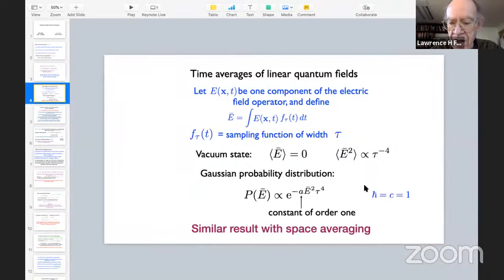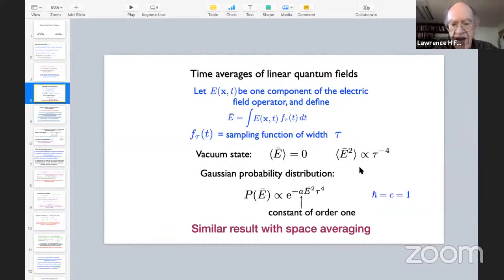And for the most part in this talk, I'll be dealing with units where h bar and c are set equal to 1. So that means that energy densities or squared electric fields have dimensions of length or time to the -4 here. And that means also that E squared times tau to the fourth is a dimensionless quantity.